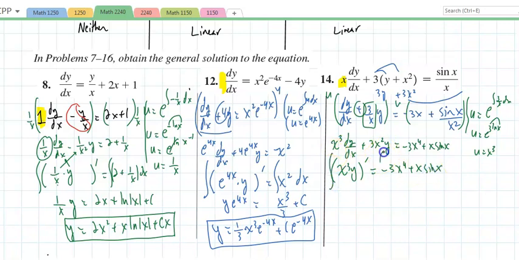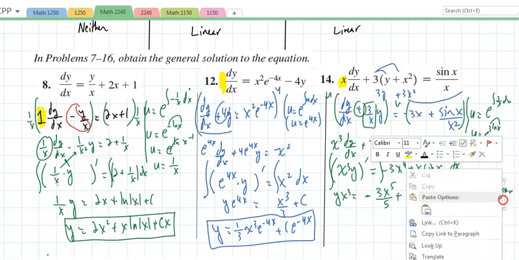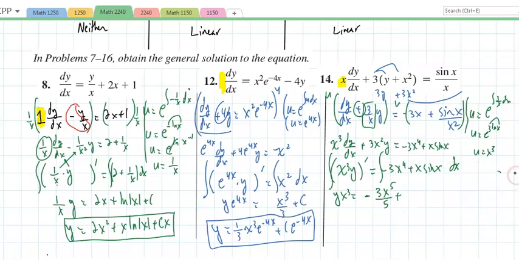And to undo that, I integrate with respect to x. I'll get y x cubed equaling negative, add 1 to the power, 3x to the 5th over 5 plus, and here if I let u equal x, du is dx, dv is sine of x. If I let u equal x, du is dx. If I let dv equal sine of x dx, if I integrate, v is negative cosine of x.